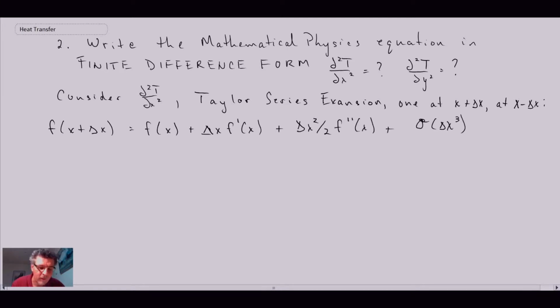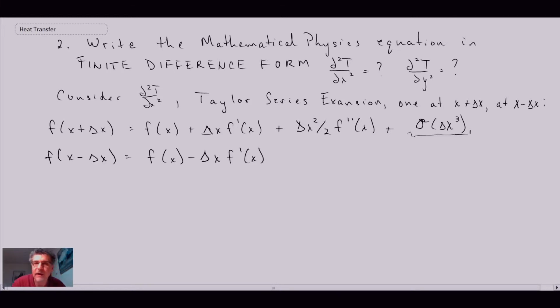There I've written out the Taylor series expansion at x plus delta x, and we can see that I've written it out to order delta x squared, and I've left order delta x cubed in higher terms in this last term here. And I'm going to do the same thing now, but at x minus delta x.